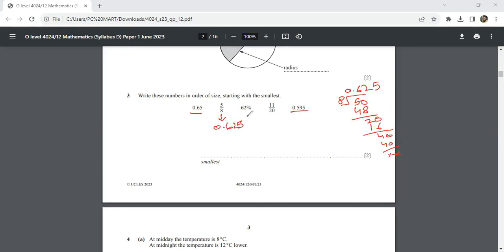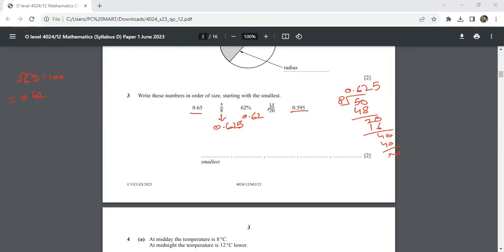And what about this one? This one is very easy. It is 0.62 because it is 62 divided by 100. So whenever a number is being divided by 100, the decimal will travel towards the left. So it will become 0.62.